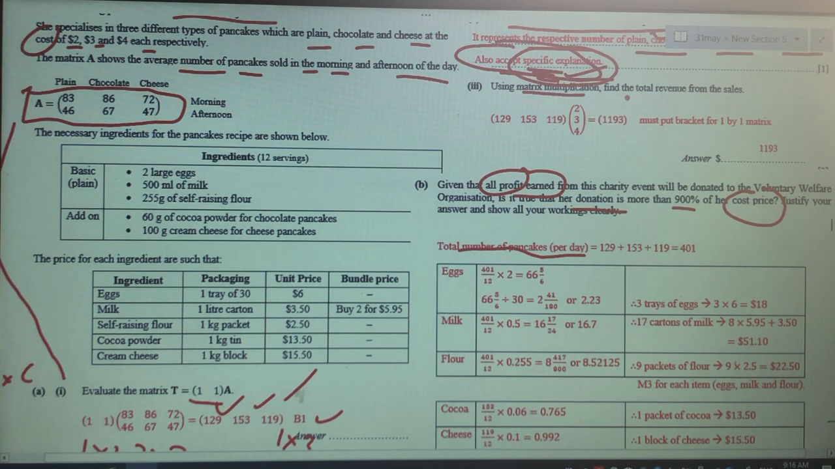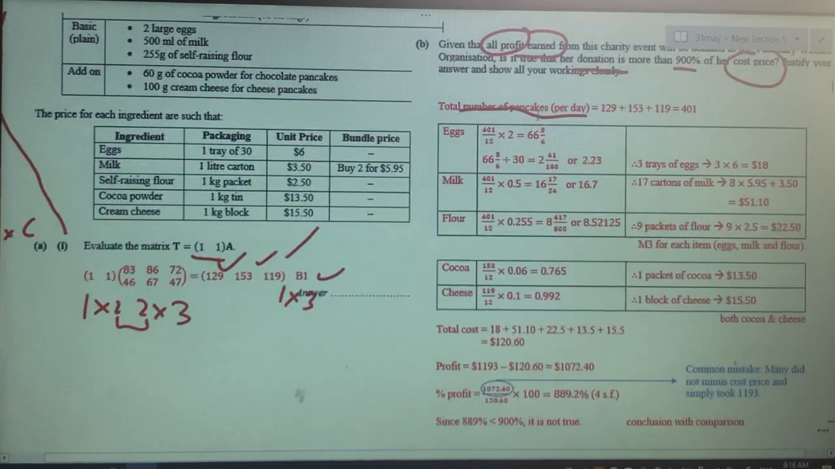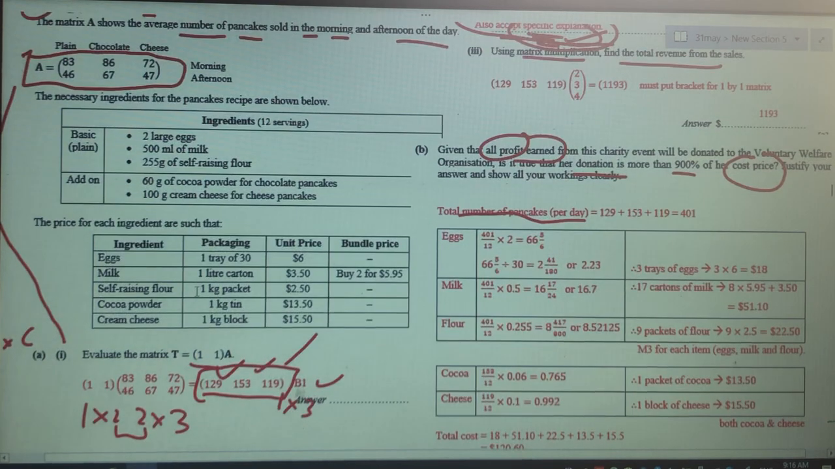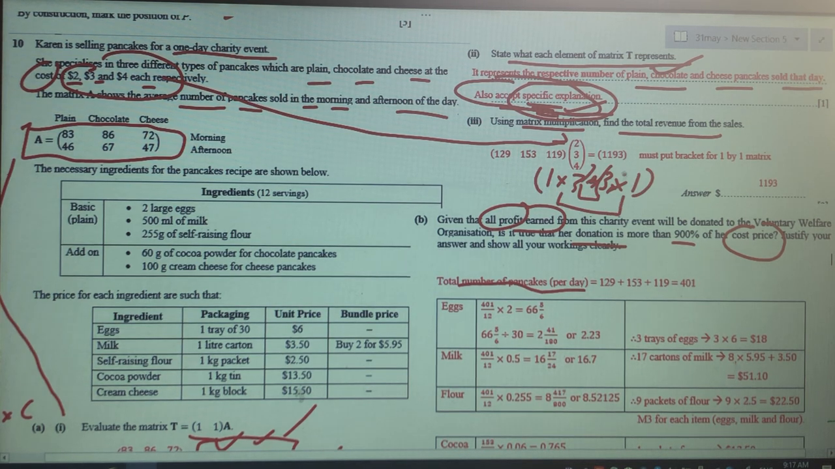Now, use matrix multiplication to find the total revenue. Total revenue is the total number, okay? Where is the total number here? It's here. Times the amount here. Just now I showed you the value right here. This one is very important because it's the cost. All right. So this is a 1 by 3. This is a 3 by 1. So overall will be a 1 by 1. And you must put brackets. Those who never put brackets get 0. Okay. Now this is your answer.